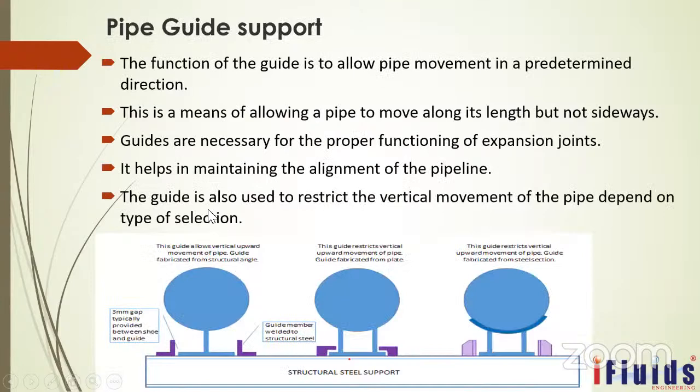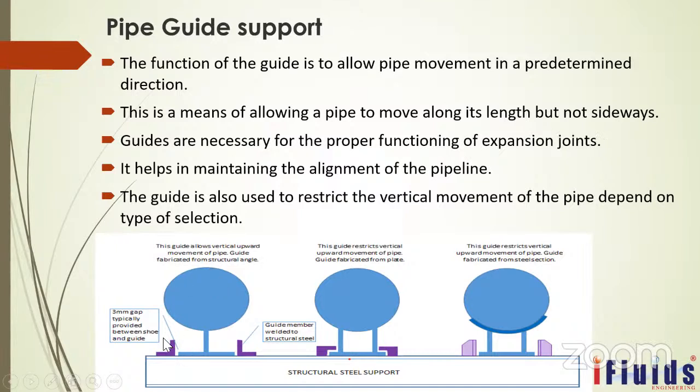This is the guide support. The function of this guide is to allow the pipe movement in a predetermined direction. Like the shoe support we have seen, it will allow the pipe to expand according to the thermal expansion or movement, but it will not guide. It will freely allow the pipe to move wherever it wants, except downward. And after that we have seen the saddle support, which will also be a fixed support. But this guide support allows a pipe to move along its length but not sideways.